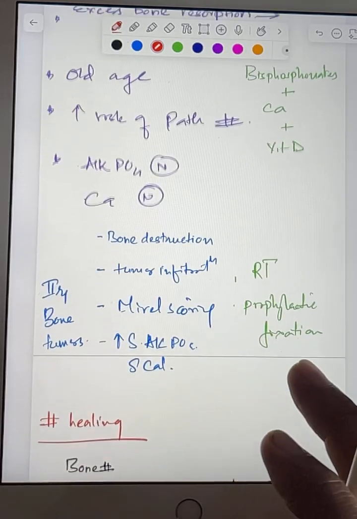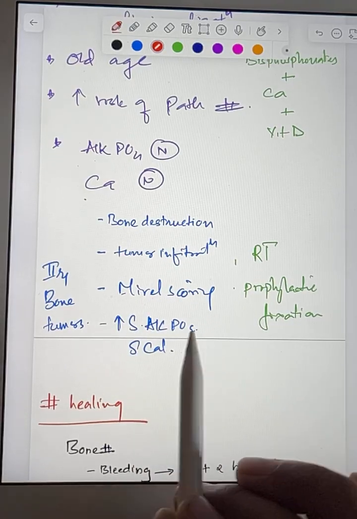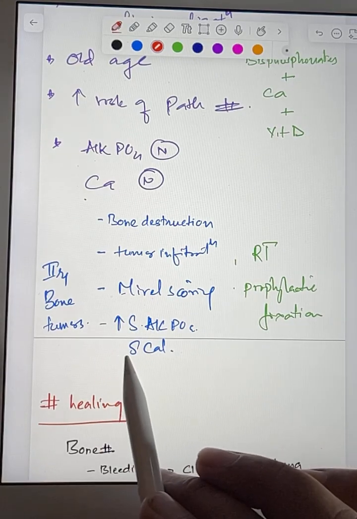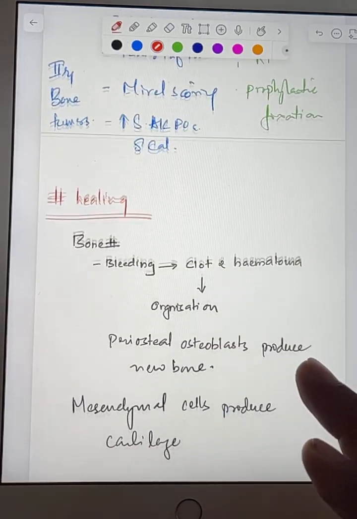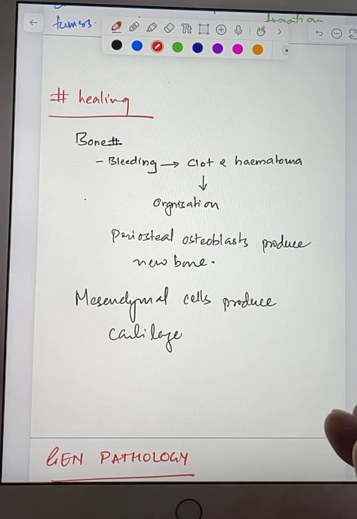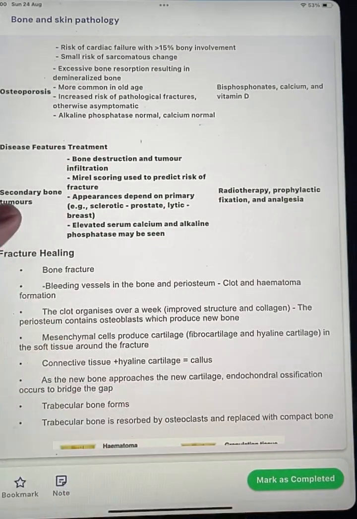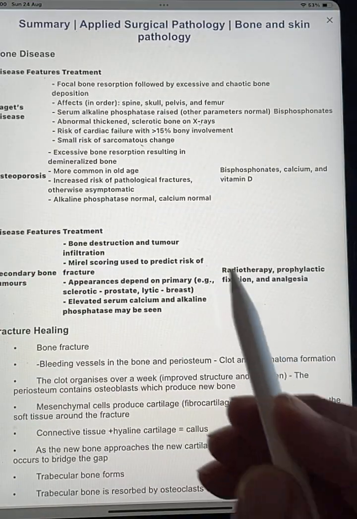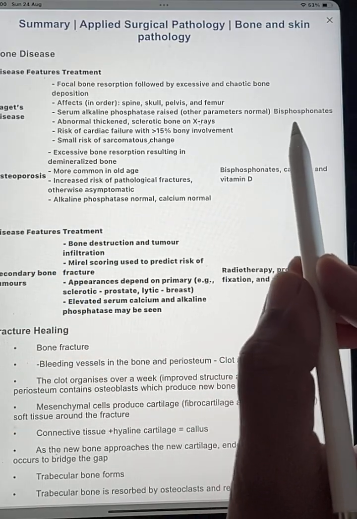In secondary bone tumor, there is bone destruction, tumor infiltration, increased serum alkaline phosphatase, serum calcium, prophylactic fixation, fracture healing. Bone fractures heal by clot, organization, periods. So let's see about bone pathology. Paget's disease we have seen, osteoporosis, bisphosphonates.